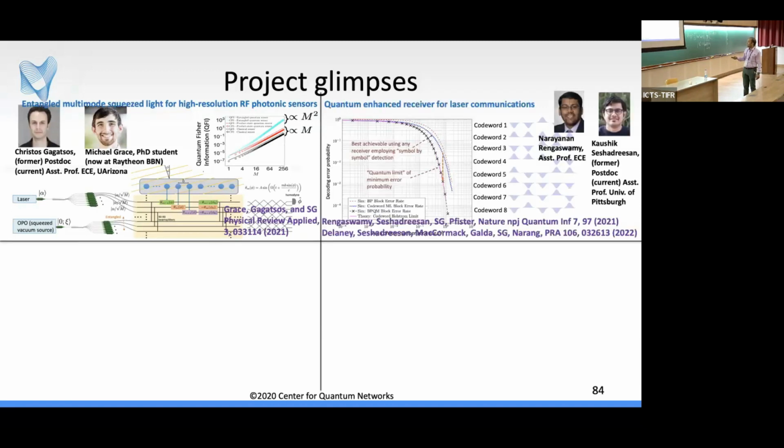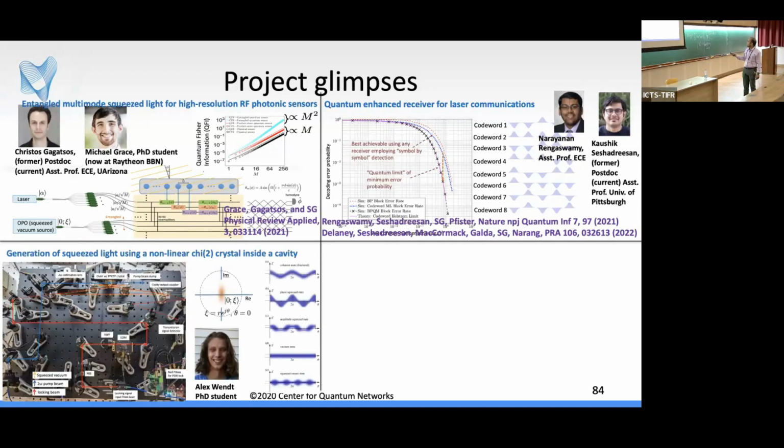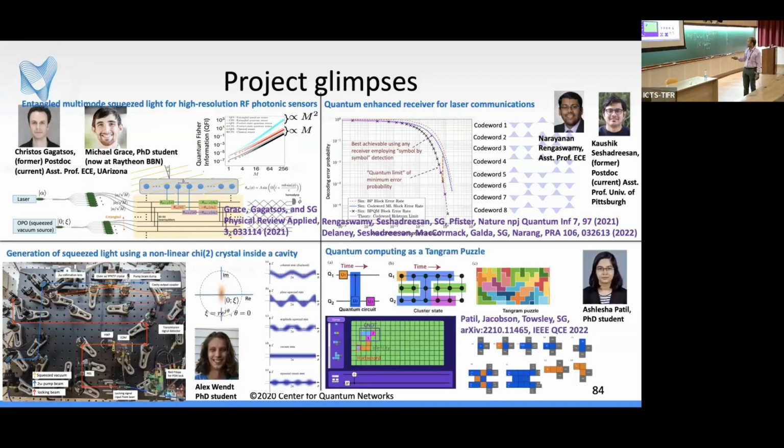Entanglement assisted photonic sensors has many applications. Quantum enhanced receivers for laser comm. We are building a squeeze light source for, again, mechanical deflection measurements. And this final project, some of you told me you're working on measurement-based quantum computing. You might find this paper interesting. We're still writing the long version of the paper.